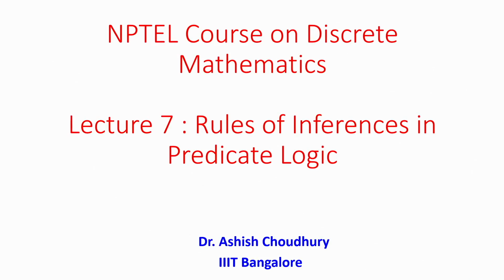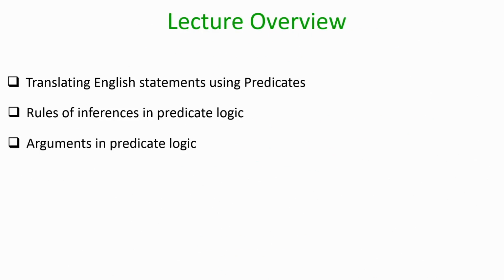Hello everyone, welcome to this lecture on rules of inferences in predicate logic. Just to recap, in the last lecture we started discussing predicate logic, the motivation for predicate logic, and then we saw two forms of quantifications, namely existential quantification and universal quantification.